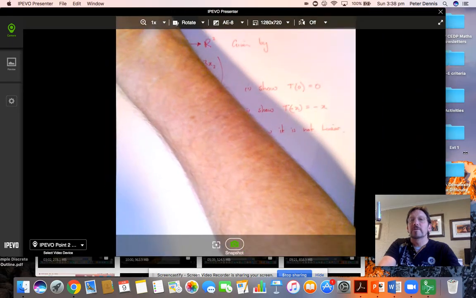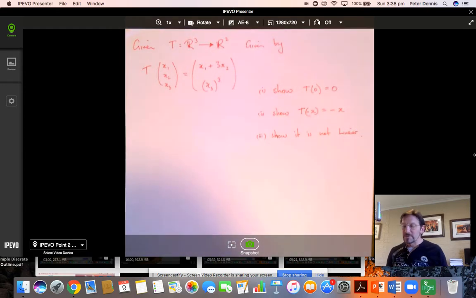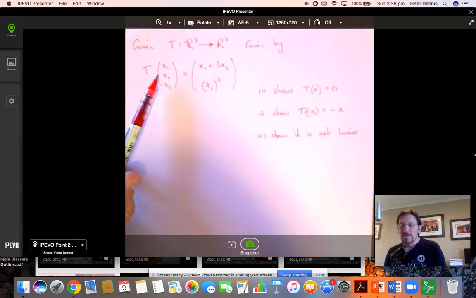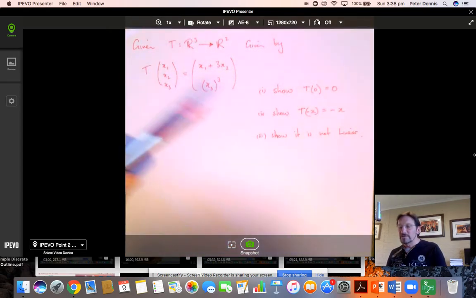Okay, so what we're going to look at is proving whether something is a linear transformation or not. And this is a bit easier because we're proving that it's not a linear transformation. So let's look at this. Show that T of 0 goes to 0. So show that, that's number one.